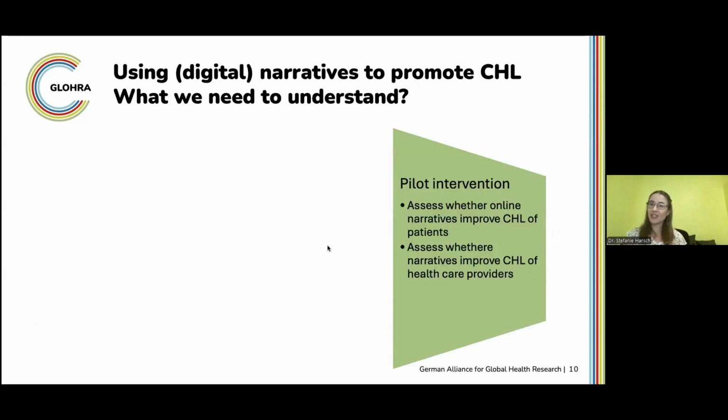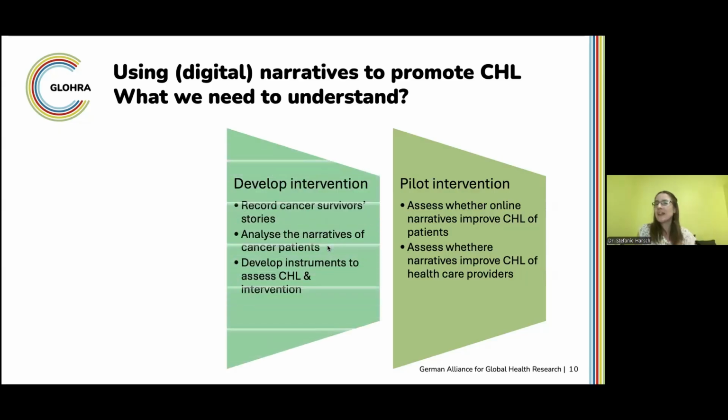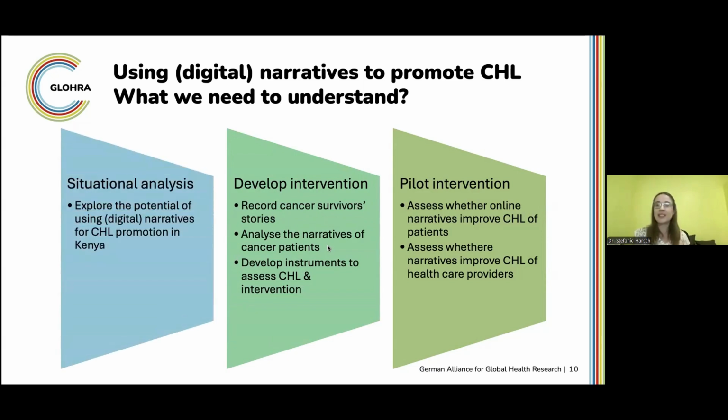So we then decided to create a project where we wanted to look at, can we use interventions to improve cancer health literacy among cancer patients and then later also of healthcare professionals. But because there was no intervention available, we first needed to create it ourselves. So we recorded cancer survivor stories, analyzed the narratives, and developed an instrument to assess health literacy. And lastly, because having ideas doesn't mean they need to be applicable to the specific context we are working in, we needed to do a situational analysis in order to explore the potential of using digital narratives.